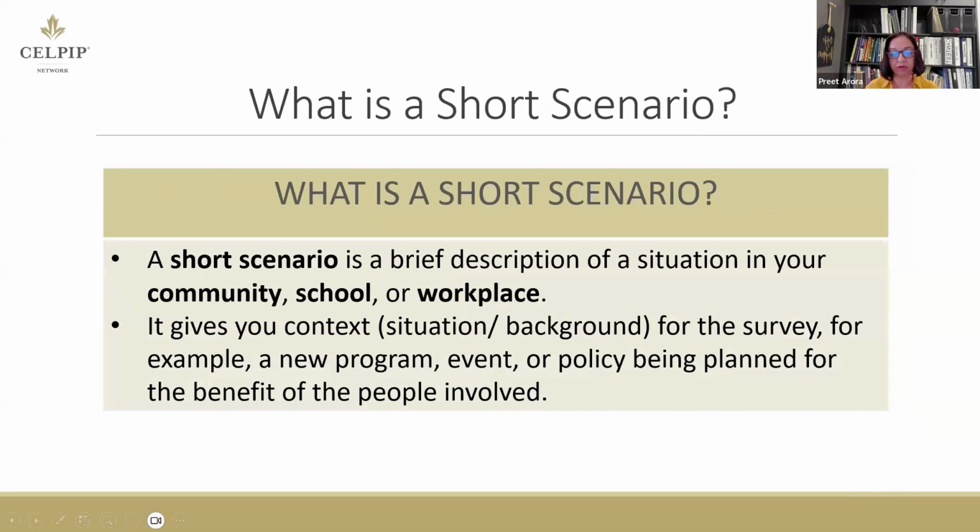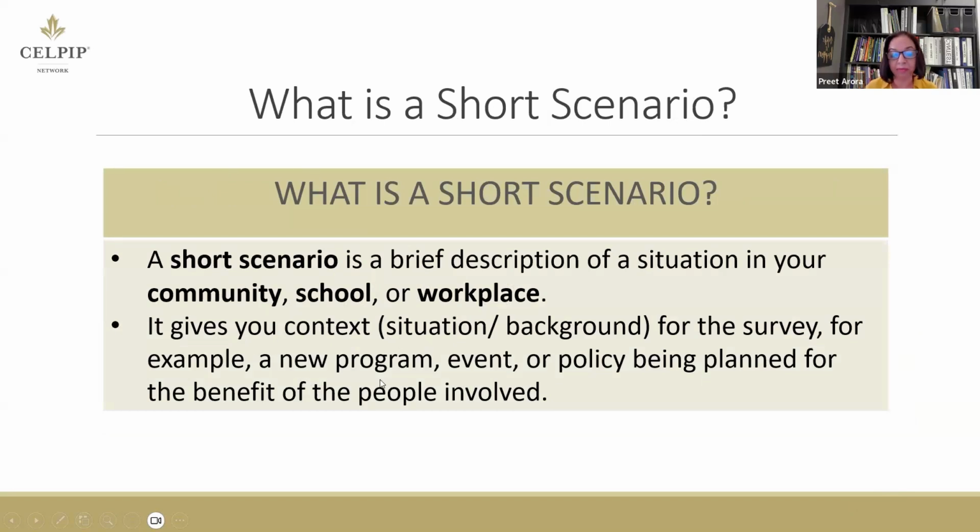So what is a short scenario? A short scenario is a brief description of a situation. There will be a brief description of that situation, and it can be in your community, school, or workplace. I'm going to talk about all these three words in later slides so you understand why it is important. It gives you context. Context means the situation or background for the survey.